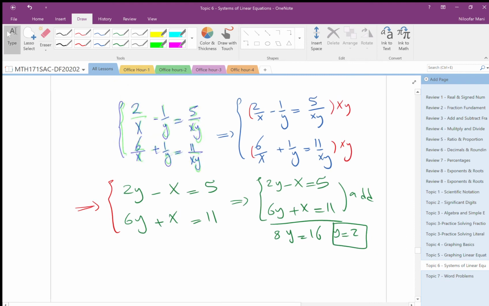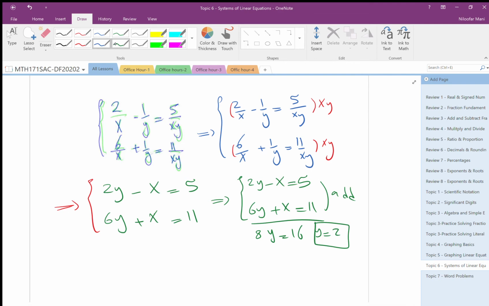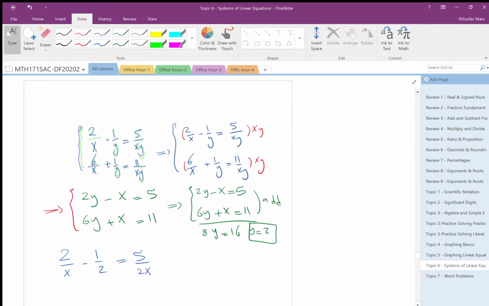So I go to the original equation. 2 over x minus 1 over 2 equals 5 over 2x. Now I want you to solve it just for x. See, that doesn't look like what we usually like to see. I don't want to see x in the denominator, but if I know what to do with my equations, whatever I receive, I can solve it.